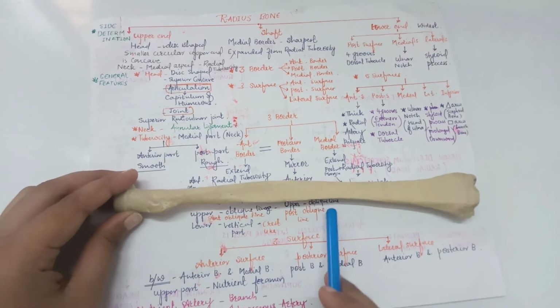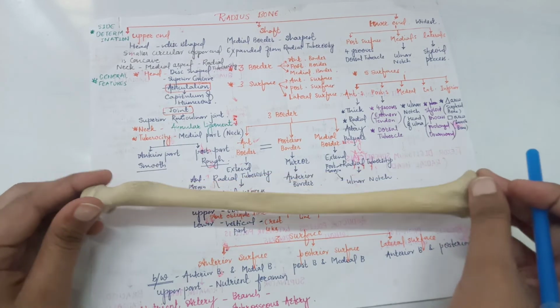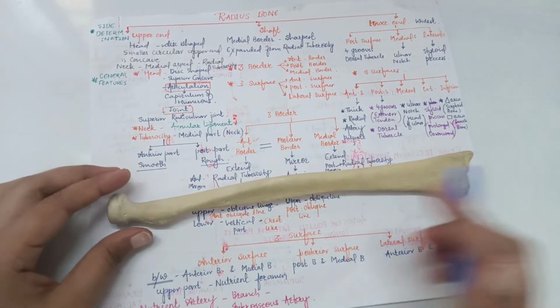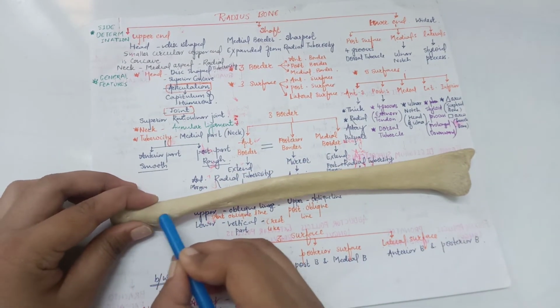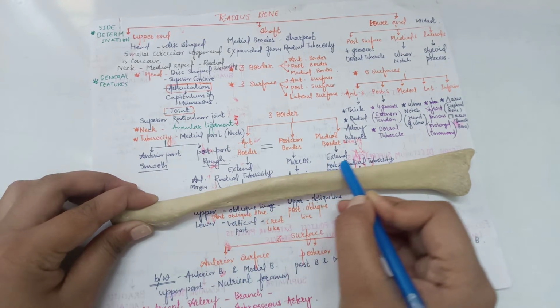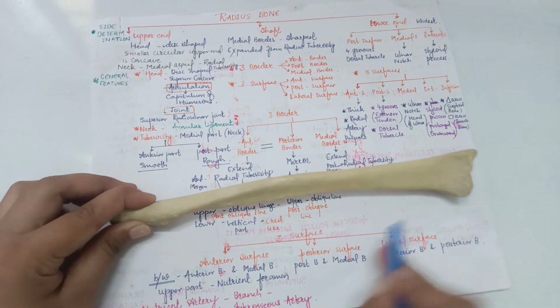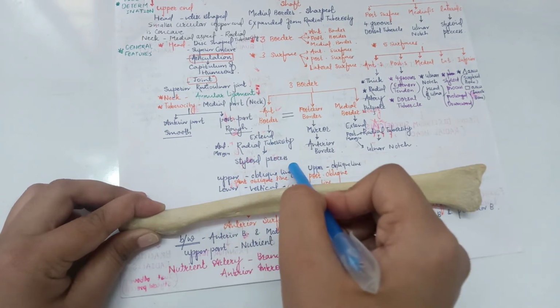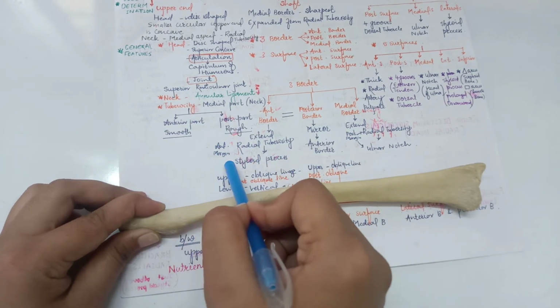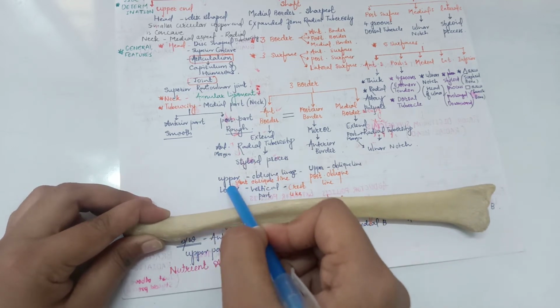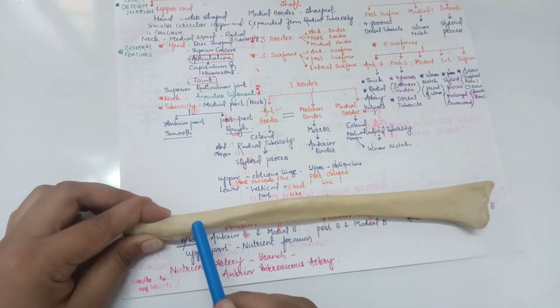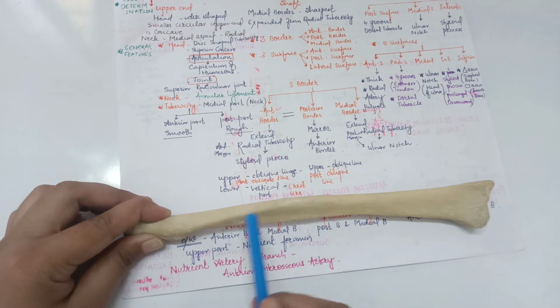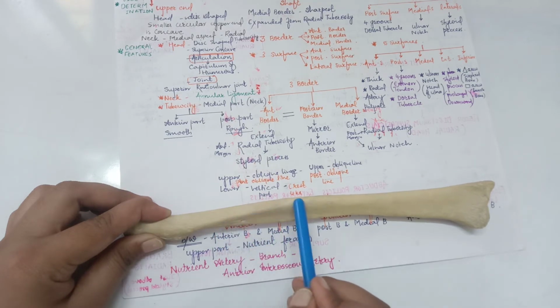The anterior border extends from the radial tuberosity up to the styloid process of the radius. On the anterior border, it has an upper oblique line. This is the upper oblique line, which is known as the anterior oblique line.